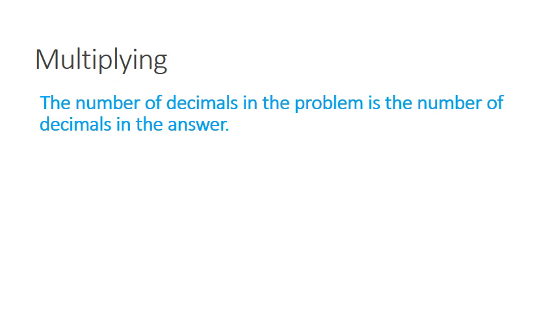So if I have a problem like this, I have 3 decimal places in this number, I have 1 decimal place in this number, so in my final answer I'm going to have 4 decimal places. Past that, treat it like any normal number and multiply like you normally would.